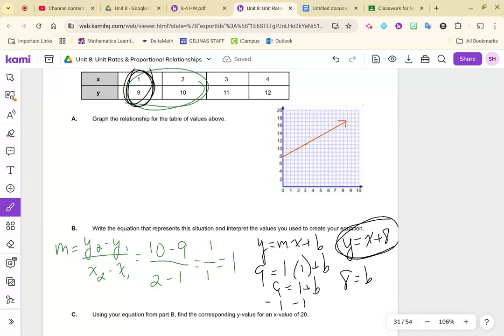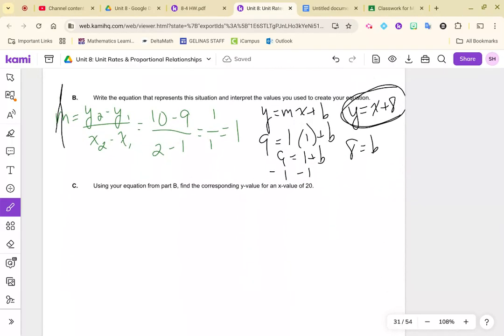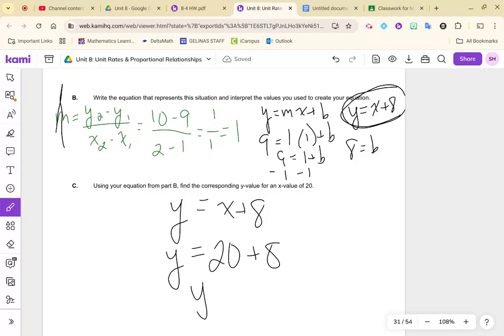Now if we read question C, it says use your equation from part B to find a corresponding y value for an x value of 20. So what we would be able to do with this is take y equals x plus 8 and put in an x value of 20 and see what would happen. And I would now know y would equal 28.